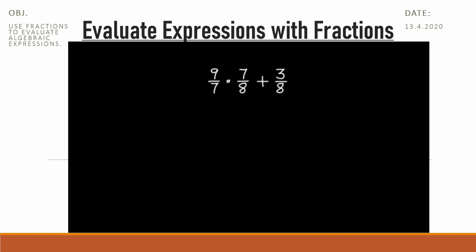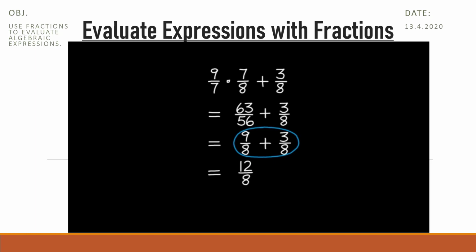Now we're ready to follow the order of operations. Multiplication comes before addition. Multiply the fractions. 9/7 times 7/8 equals 63/56. An equivalent fraction for 63/56 is 9/8. Now that we've multiplied, let's find the sum of 9/8 plus 3/8.